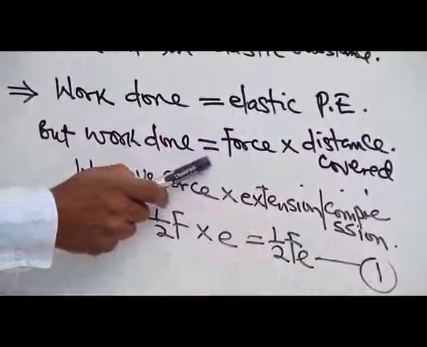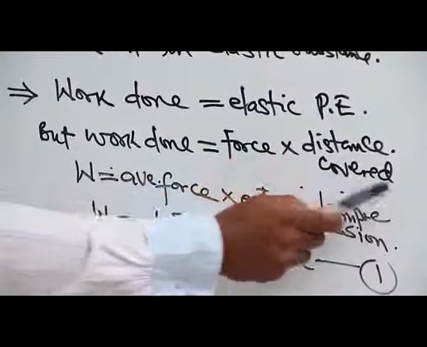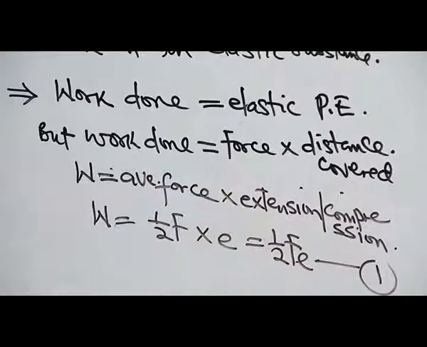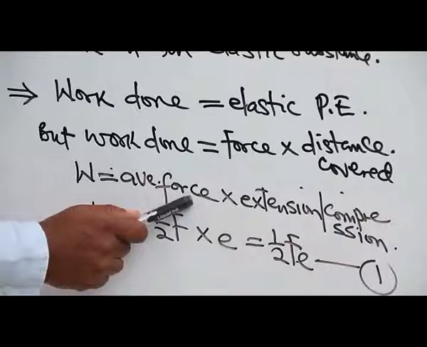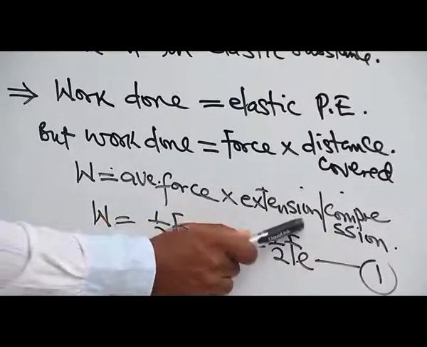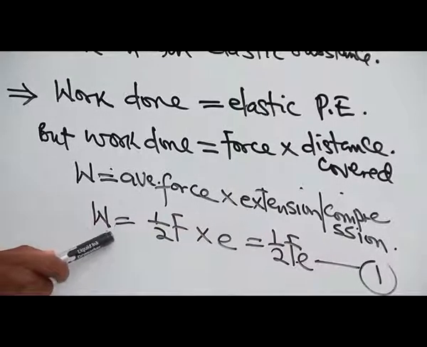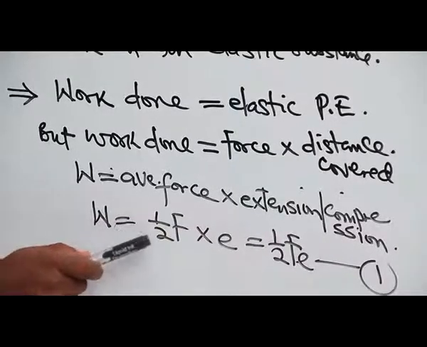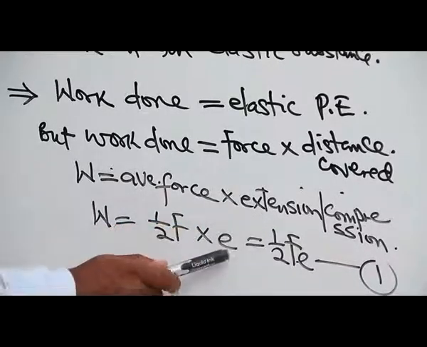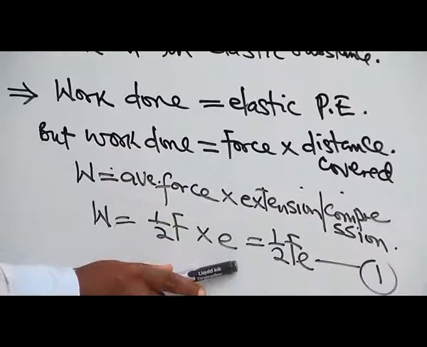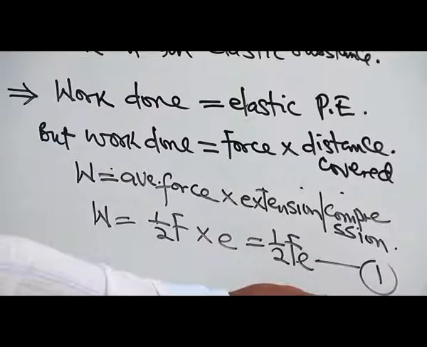But we know work done to be equal to force times distance covered in the direction of the force. Therefore, work done in an elastic material is equal to the average force times the extension or the compression produced. Work done, represented by W here, is equal to the average force, which is half F, times the extension or compression, represented by small letter e, which is equal to half Fe. This is our equation 1.